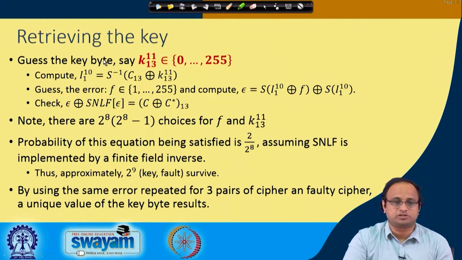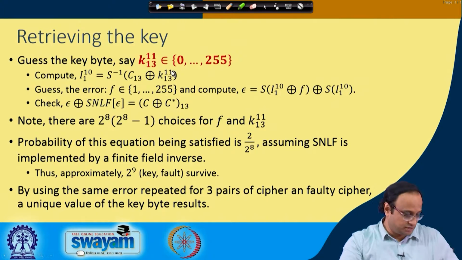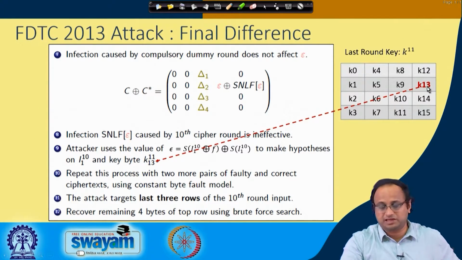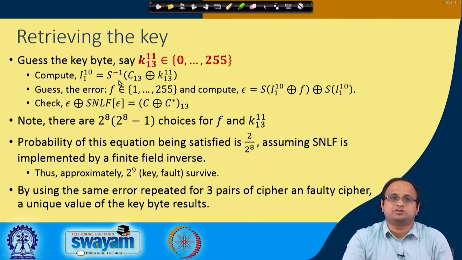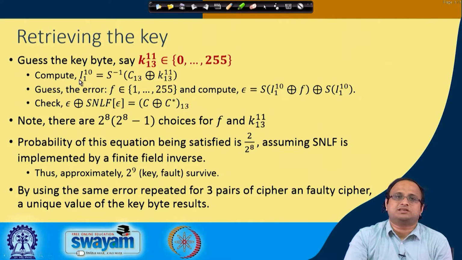So here we see the process of retrieving the key. What we do is we try to guess this key byte. Remember that this key byte, for example K13, can take 0 to 255, that means 256 possible values. So if I do that, then what I will now do is invert and compute S inverse and XOR C13. Remember that C13 stands for a specific location in the cipher which gets XORed with this key byte, and then compute the inverse of that. So this is nothing but I110.